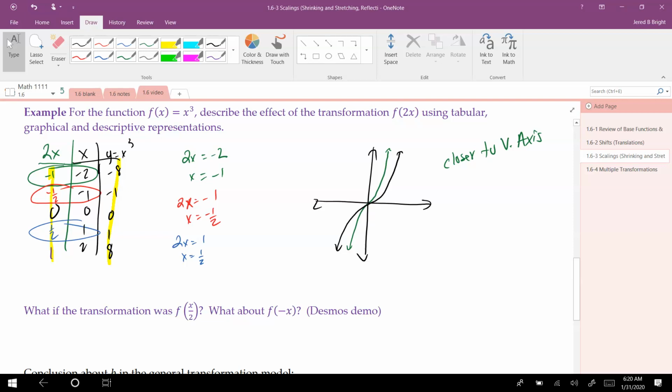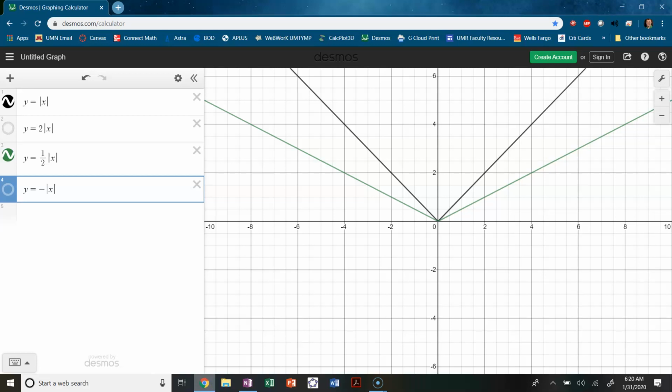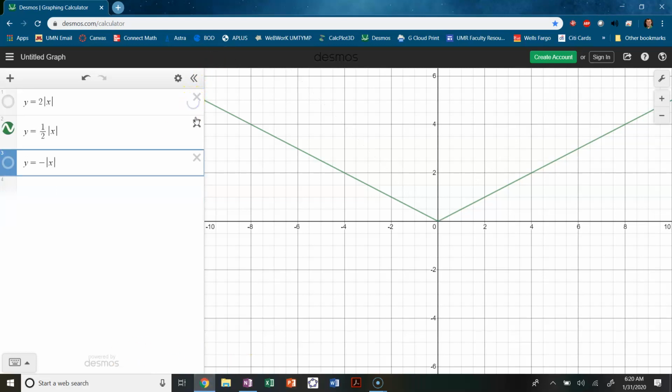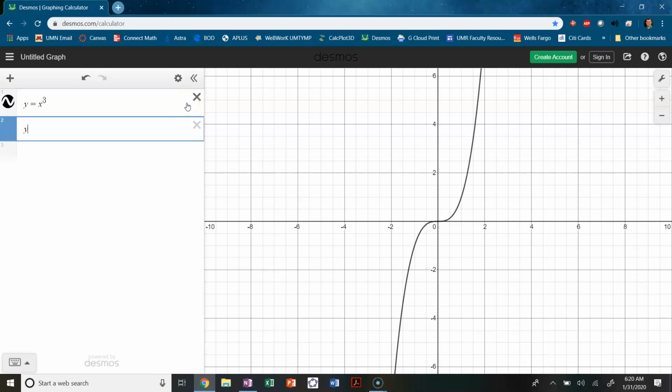So if we hop over to Desmos here quickly, I'm going to delete all these out, and I'm going to look at y is equal to x cubed. Okay, and then I want to look at y is equal to, and now, instead of x, I have 2x cubed. So that's the one that we just did by table, and it does look like it kind of squished towards the vertical axis.